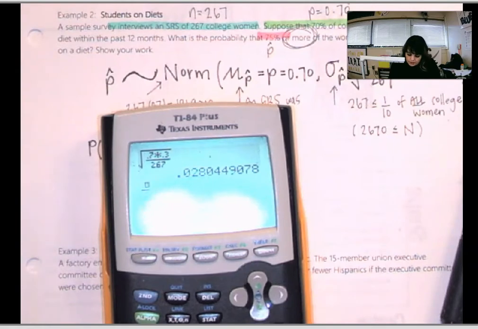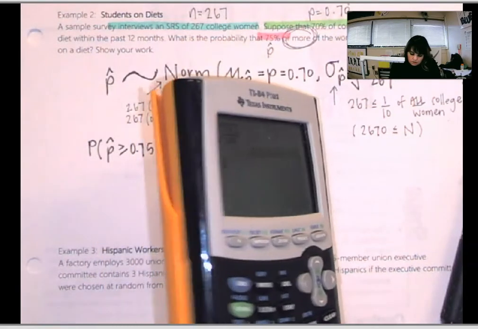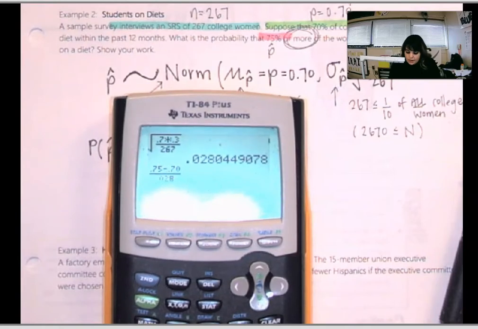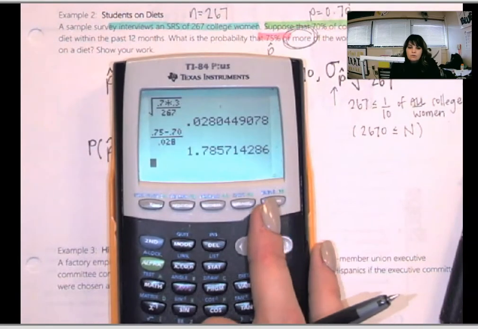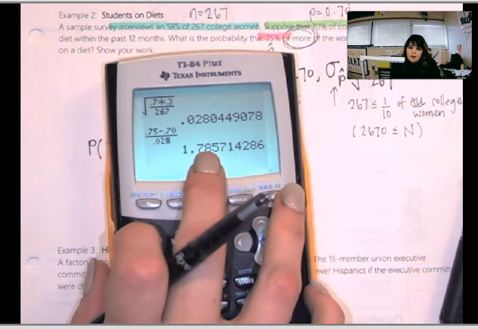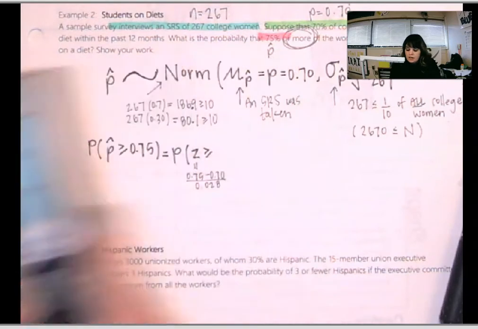So 0.75 minus 0.70 divided by 0.028 gives me a z value of 1.79. Because I have a 5 there, I'm going to round up to 9.